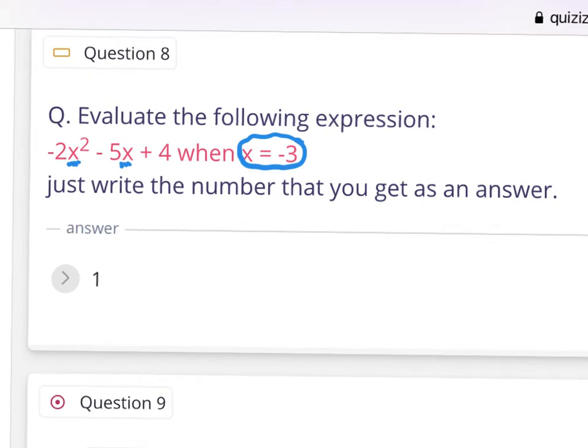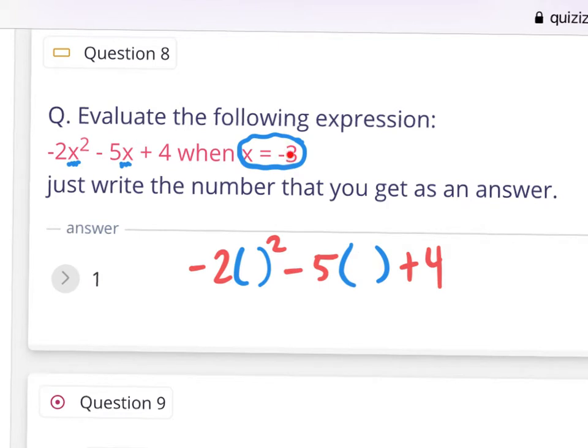So the key to doing this correctly is to rewrite the whole variable expression with parentheses instead of the x. So we have a negative 2, let's put parentheses instead of x with the square, minus 5, and let's put parentheses instead of the x, and then plus 4 at the very end. Okay, again, all I did was replace these x's with blue parentheses. That x and that x, replace them with blue parentheses.